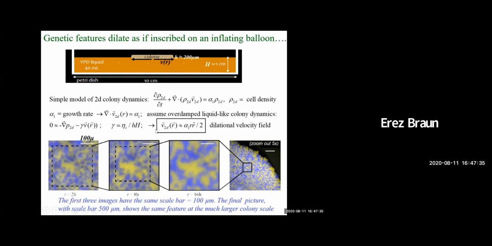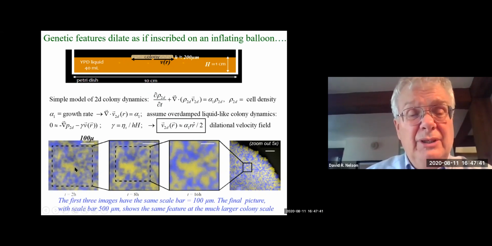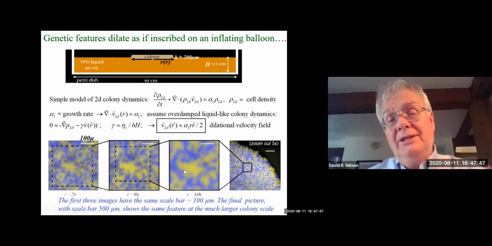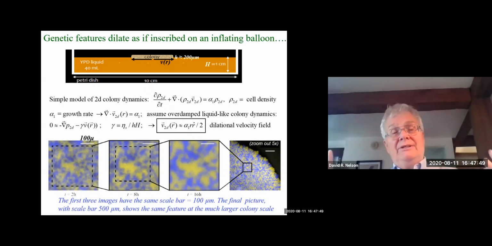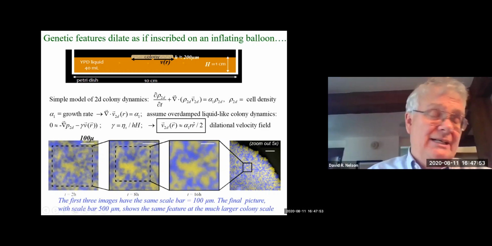Right. In any case, this radial velocity field preserves angles, and you can understand some aspects of the stretching. And now the radius of the colony itself and the radius of this lizard-like figure are increasing exponentially in time.